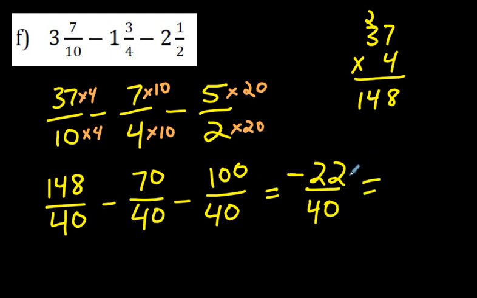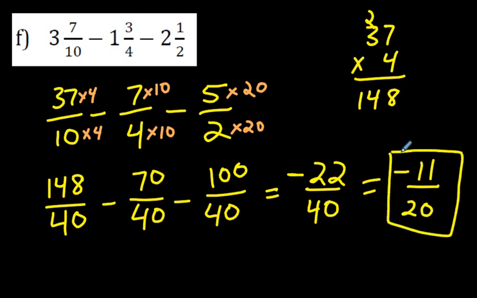Let's divide the top. Let's reduce this. Let's divide the top and the bottom by 2. You will get 11 over 20. Okay? We've just reduced it, and we came up with the final answer of a negative 11 over 20.